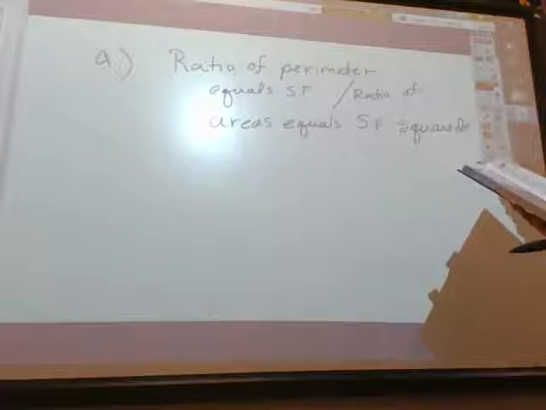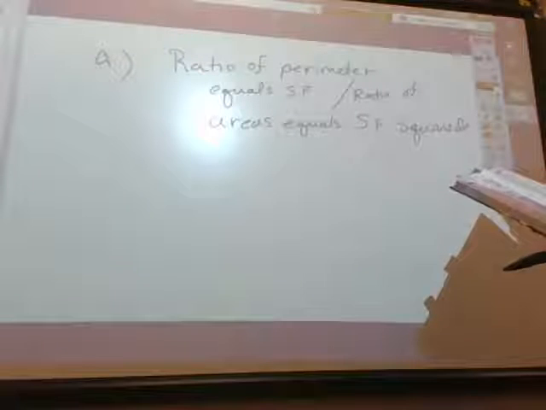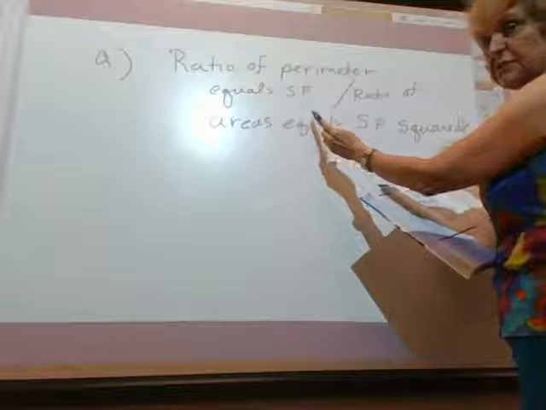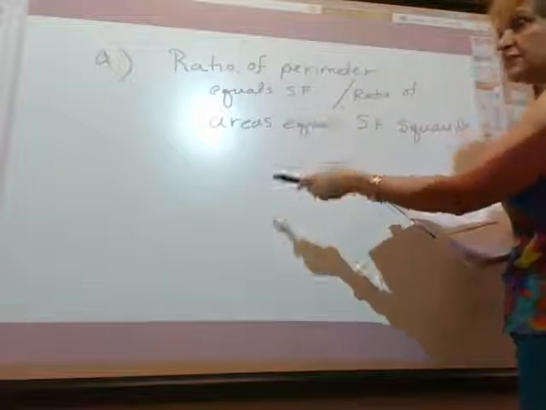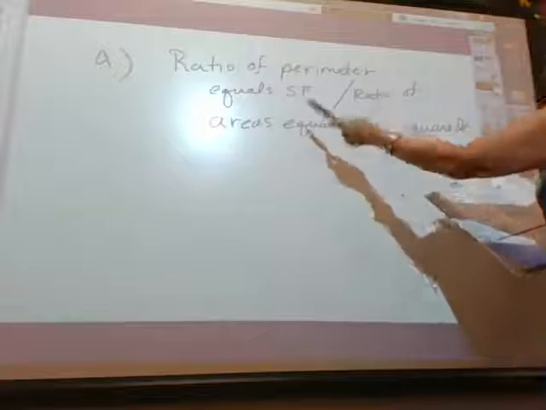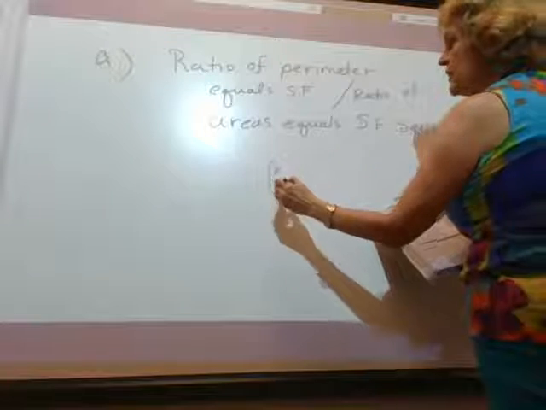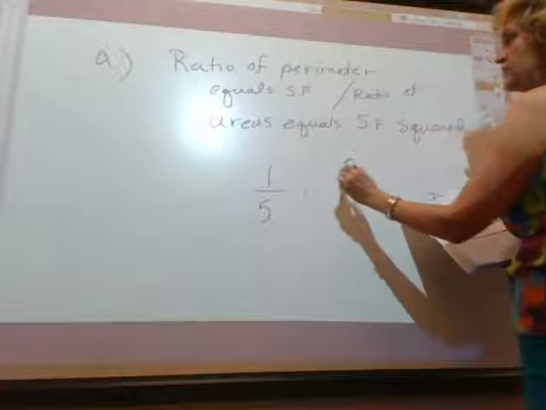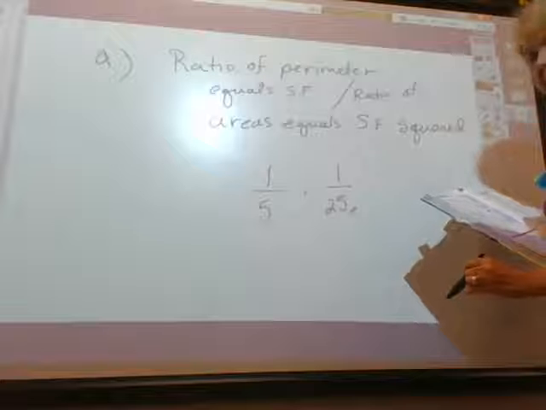So for A, if you know the scale factor between two polygons, describe how you can find the ratio of their perimeters and their areas. So the ratio of the perimeter equals the scale factor. So if it's 1 to 3, then the ratio would be 1 to 3. If it's 1 to 5, 1 to 5. The ratio of the areas will equal the scale factor squared. So if you had a ratio of 1 to 5 for the perimeter, then this ratio of the areas would be 1 to 25. Okay?